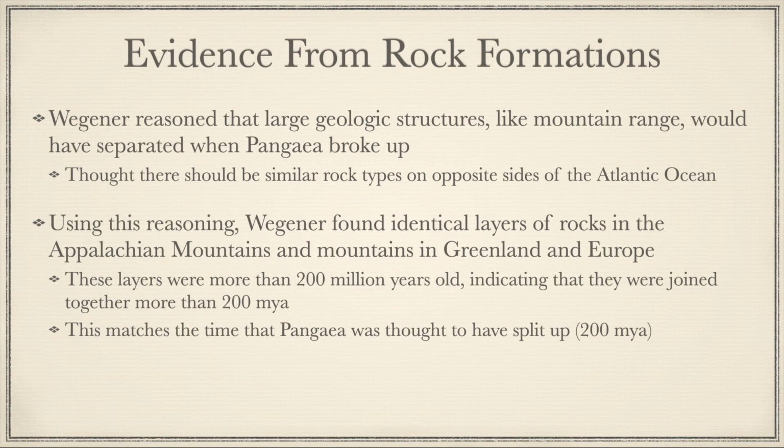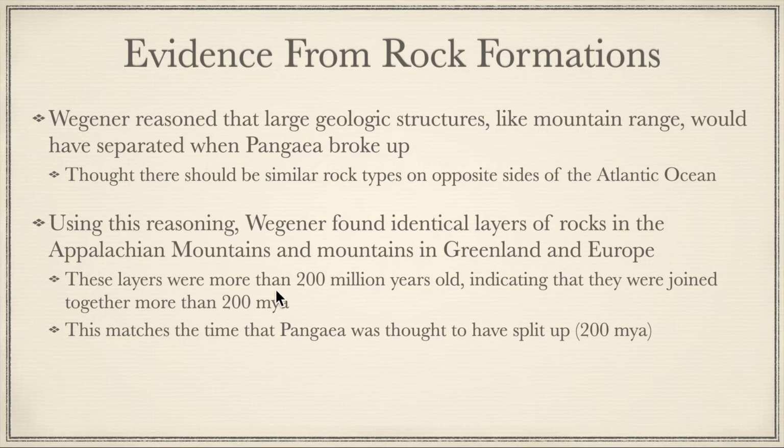Now, evidence from rock formations. So Wegener reasoned that large geologic structures like mountain ranges would have separated when Pangaea broke up. So he thought there should be similar rock types on opposite sides of the Atlantic Ocean. Using this reasoning, Wegener found identical layers of rocks in the Appalachian Mountains and mountains in Greenland and Europe. So here's evidence that the areas of, say, West Virginia or North America, Greenland, and Europe were all connected at one point in time.